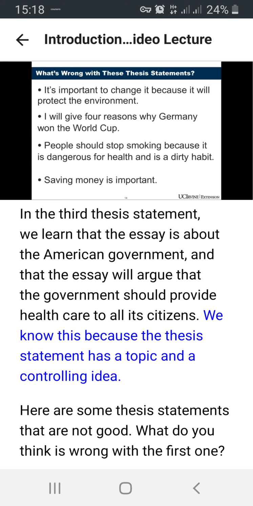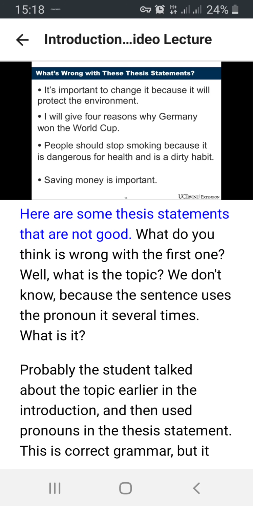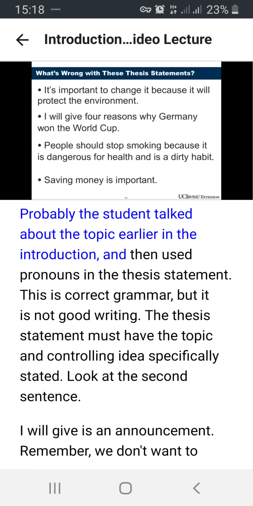Here are some thesis statements that are not good. What do you think is wrong with the first one? Well, what is the topic? We don't know because the sentence uses the pronoun it several times. What is it? Probably the student talked about the topic earlier in the introduction and then used pronouns in the thesis statement. This is correct grammar, but it is not good writing. The thesis statement must have the topic and controlling idea specifically stated.